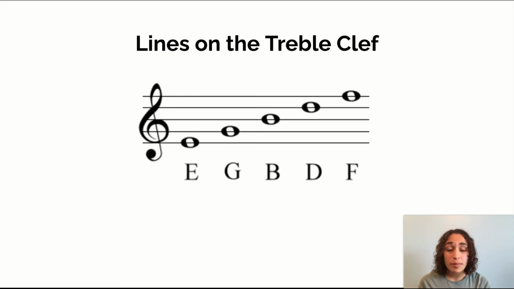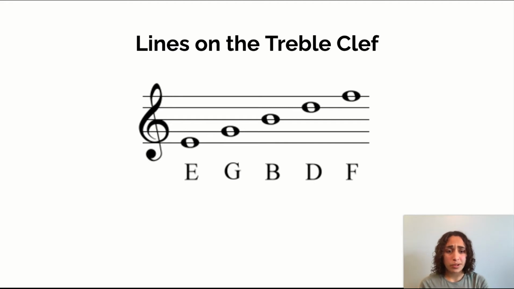So first we're going to talk about the lines of the treble clef. You'll know that a note is on a line if the line goes right through the center of the note. So you see the note, it looks like a circle. If you see the line go right through the middle of the circle, that means that the note is on a line. And these are the letter names of the notes. It just helps us to have some common language to talk about these notes. And so you can see that we call them E, G, B, D, F.